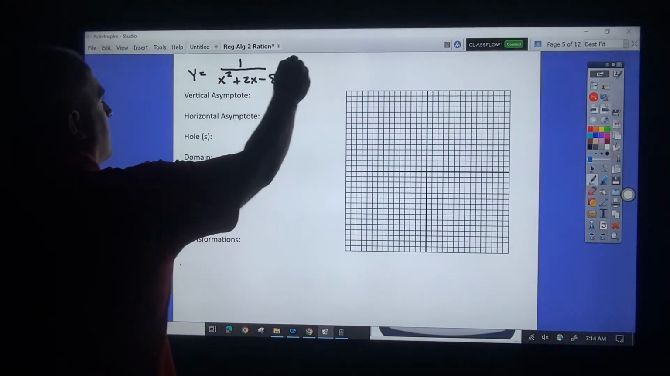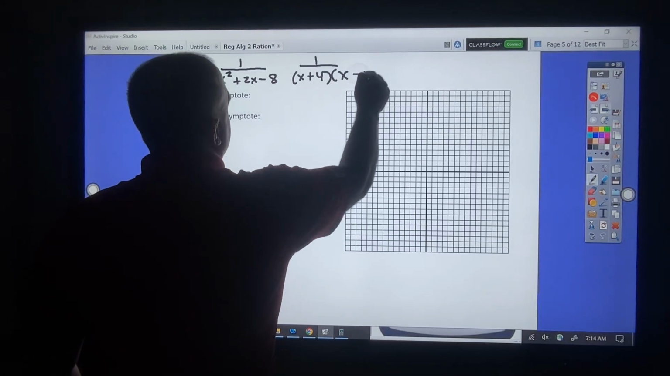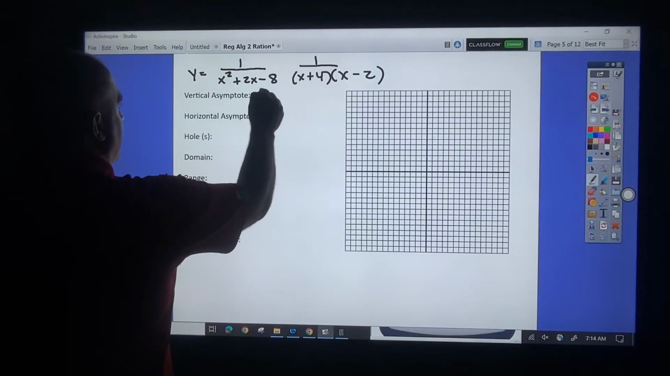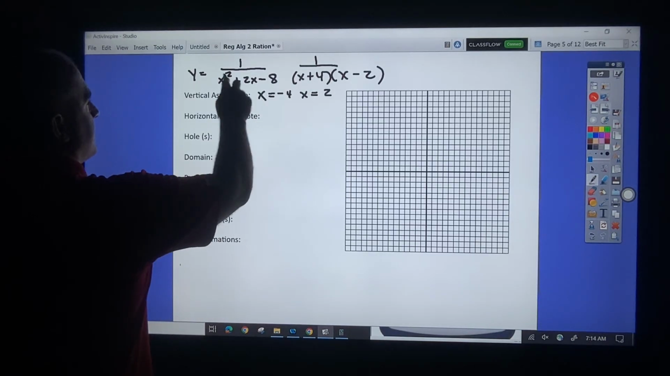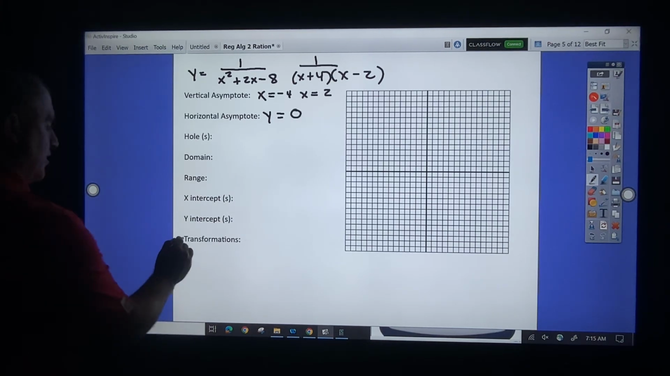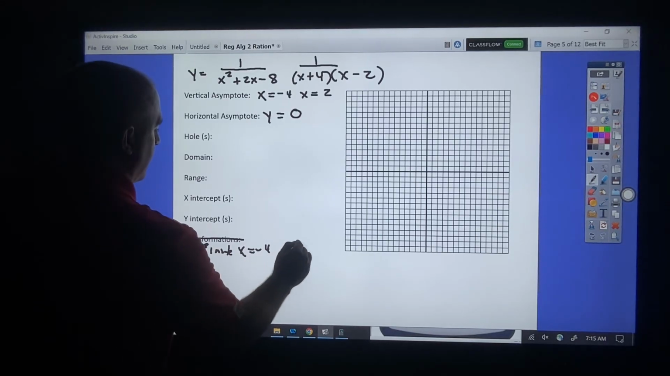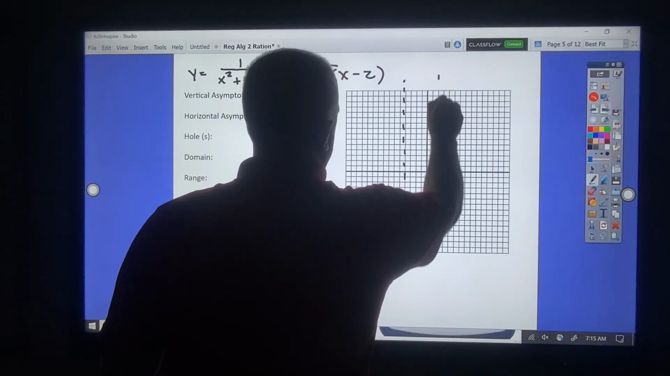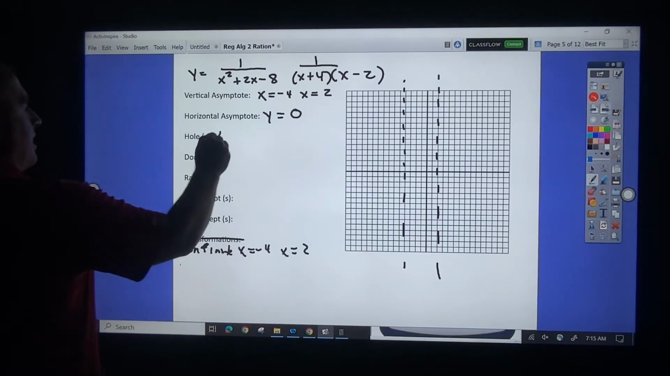So what would happen here? I got 1 over x plus 4 and x minus 2, okay? All right, now nothing can eliminate here. So my vertical asymptote, I got 2 of them, -4 and I got 2. My horizontal, since this denominator power is bigger, that's going to be y equals 0. Okay, we'll get into the domain and range. So I just have an infinite at x equals -4 and x equals 2. Okay, all right. I have no holes.